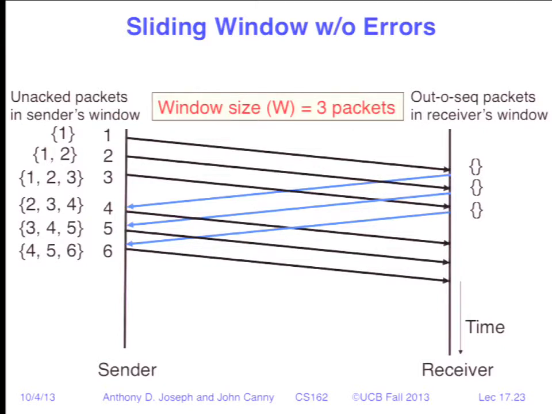Yes? The question is, are we enforcing that the sender sends everything in order? No. It just happens, again, this is an example with no errors. Everything arrives in order. We'll see an example with errors in just a moment. But in this case, everything arrives in order, so it comes in, gets delivered to the application. The receiver doesn't have to maintain anything in terms of state.